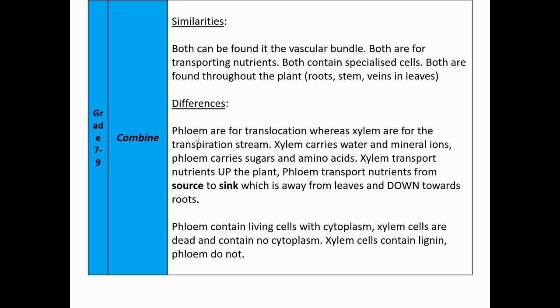Phloem contain living cells with cytoplasm. Xylem cells are dead and contain no cytoplasm. The xylem cells contain lignin, and phloem do not.